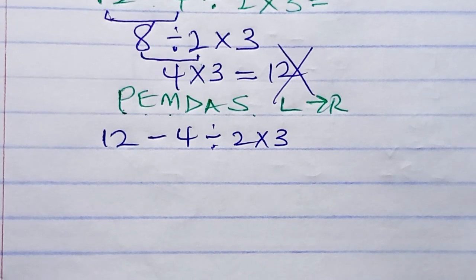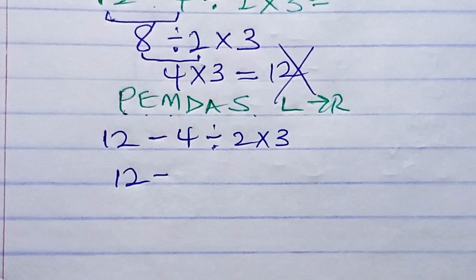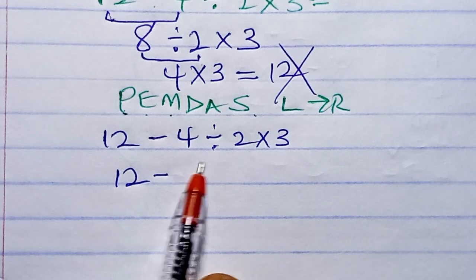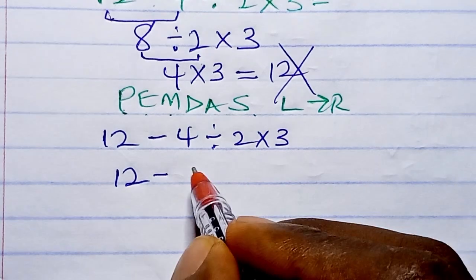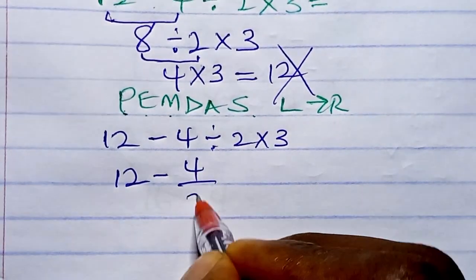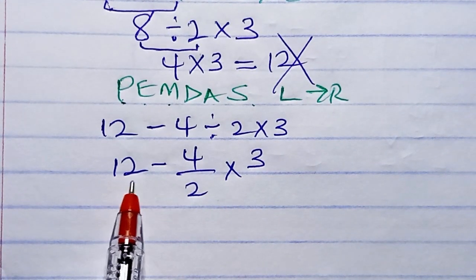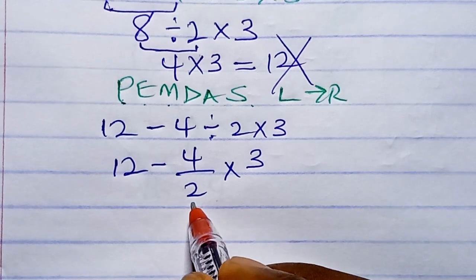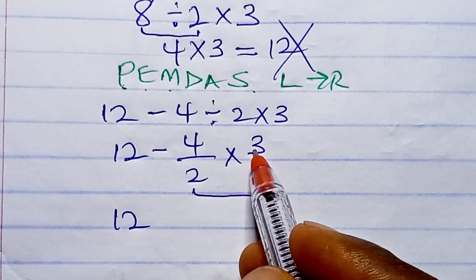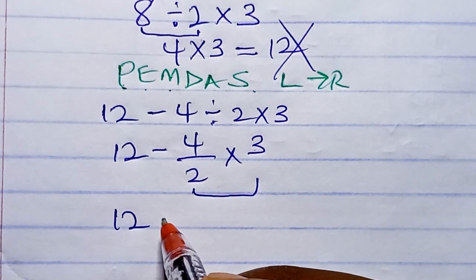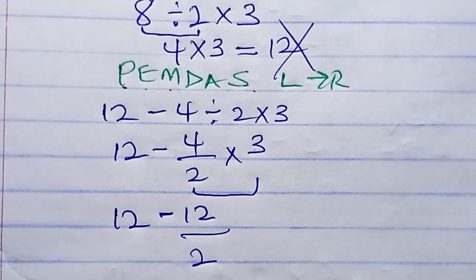Alright? So we have our 12 minus, I want to show you a very different method of solving this. You can rewrite this 4 over 2 in fraction form, like 4 over 2 times 3. Alright? Now, what we need to do is to multiply this. If we multiply this now, we are going to have 12. 4 times 3 is going to give us 12. I put a minus sign here. 12, okay? Over 2. Alright?